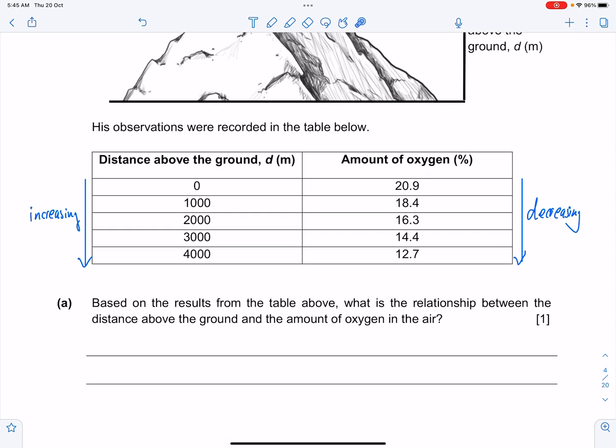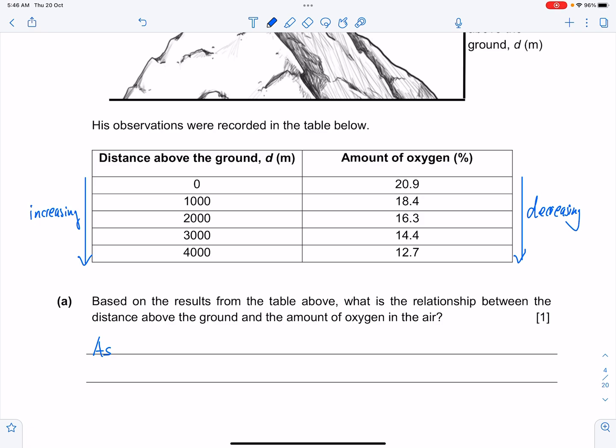Now, based on the results above, what is the relationship between the distance above the ground and the amount of oxygen in the air? Because you have drawn the arrow here, it is very straightforward. So as the distance above the ground increases, the amount of oxygen decreases. That's about it. Now you do want to try to use back the exact same terms given in the question stem. So this is above ground and amount of oxygen.